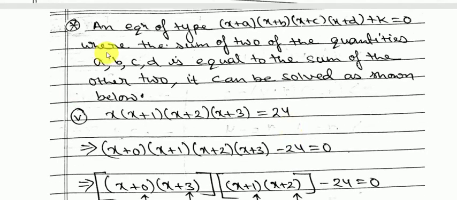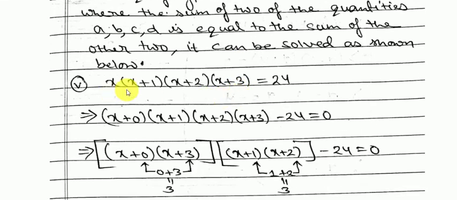Next is an equation of this type. Before solving this 5, you should know this. If you get something of this type, you should know how to rewrite it, how to do the arrangement, and then proceed with the solution. So if you have got an equation of this type, where the sum of two of the quantities a, b, c, d is equal to the sum of the other two, it can be solved as shown below. So let us see.